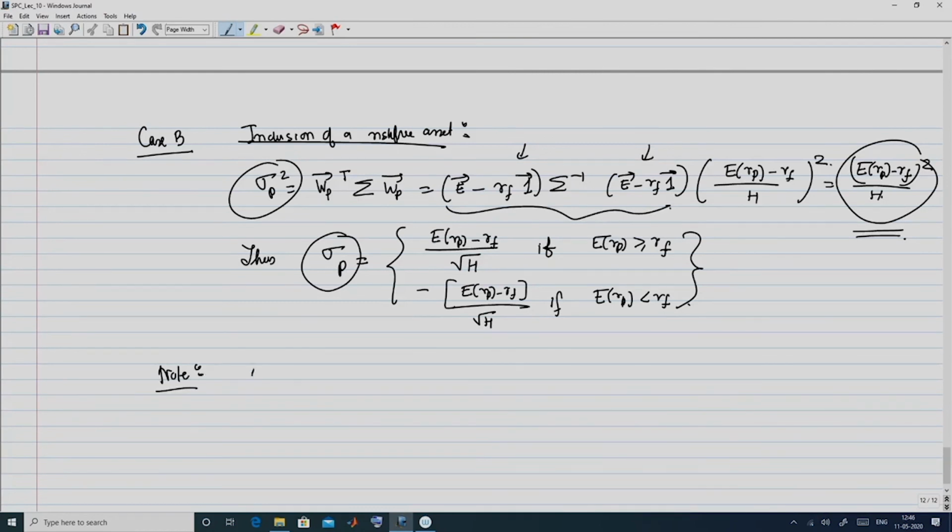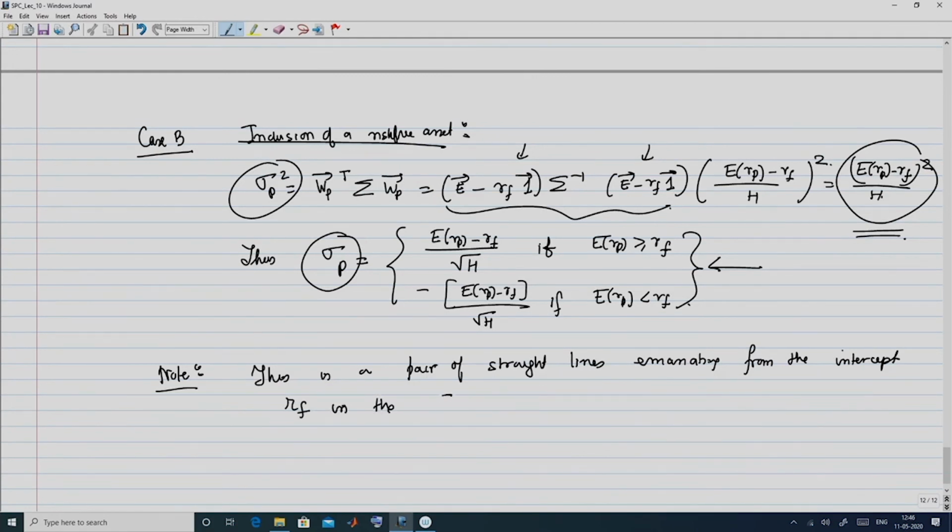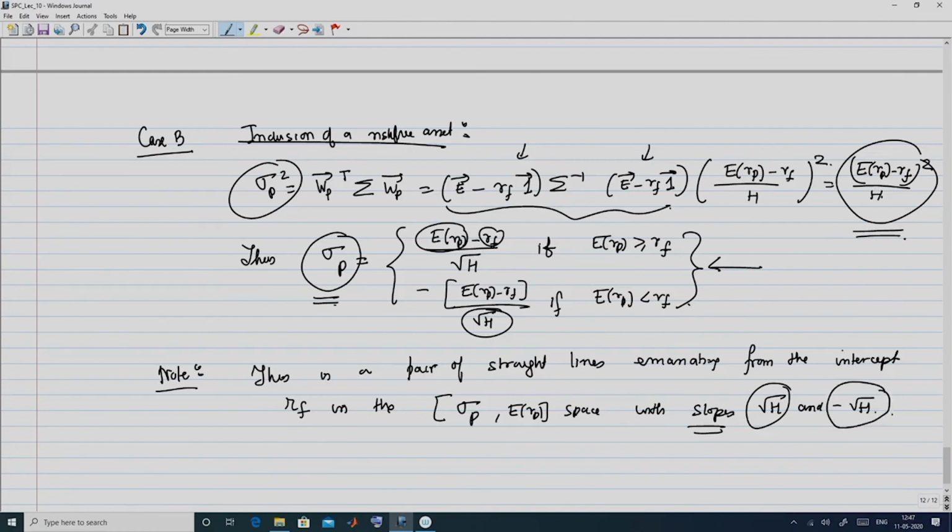So, this means that this expression above that we have here is a pair of straight lines emanating or starting from the intercept RF in which plane? Sigma p ERP space, with slopes square root of H and minus square root of H. So, remember that here sigma p is like x, and ERP minus RF is plus square root of H into sigma p or minus square root of H into sigma p. So, that is how I am saying the slopes are plus square root of H and minus square root of H.